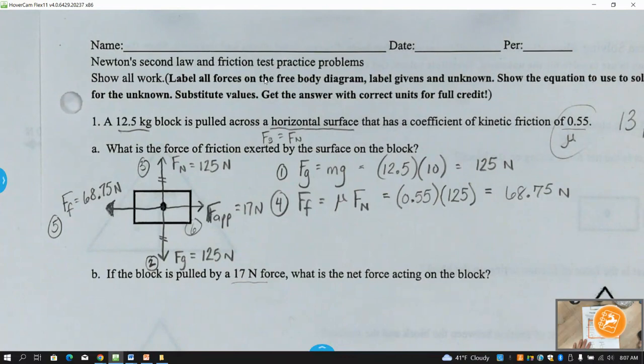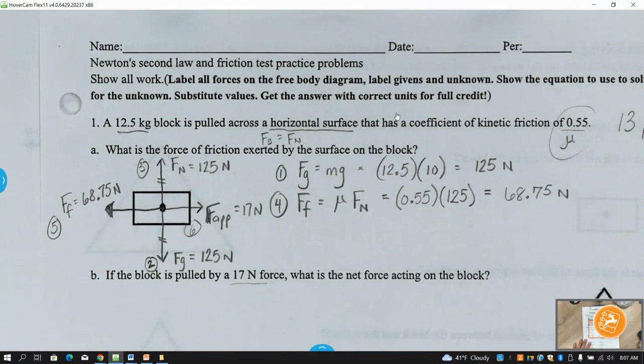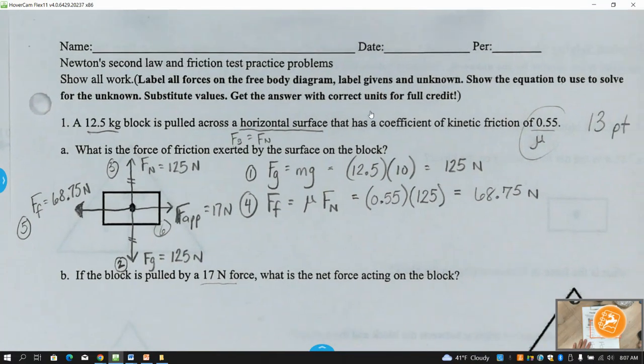So you need to make sure that you have all the forces labeled on your free body diagram. Labels and givens. All right, label givens and unknown. Show the equation used to solve for the unknown, substitute values, and get the answer with the correct units for full credit. So right now we have 6 steps, but I'll highlight everything that is going to be worth all of our points.